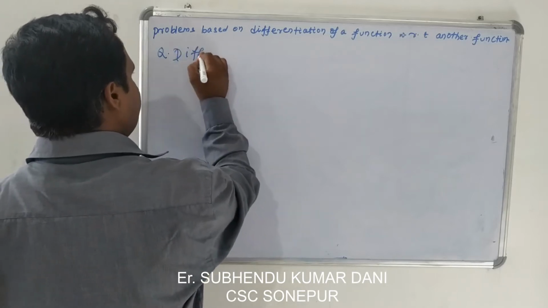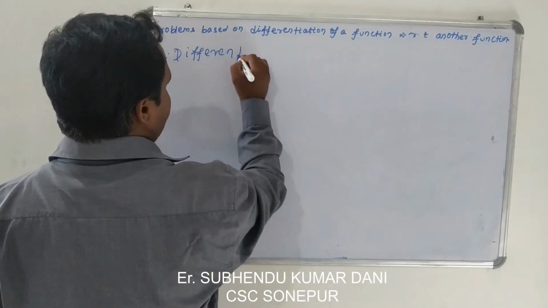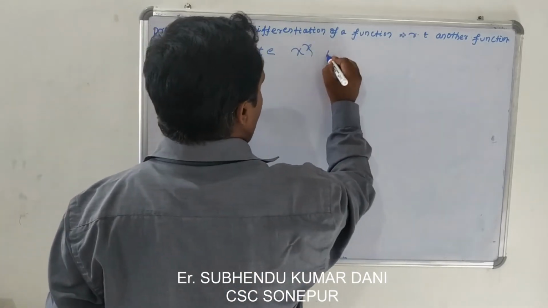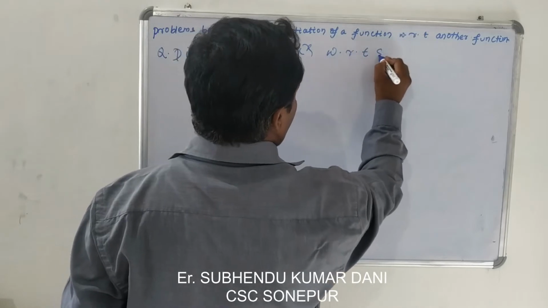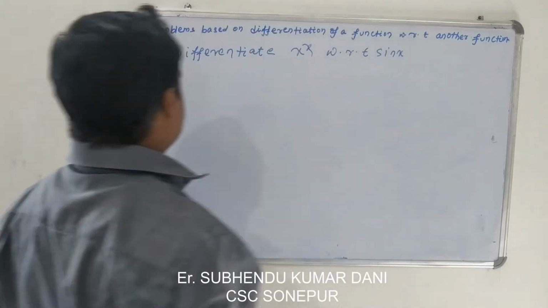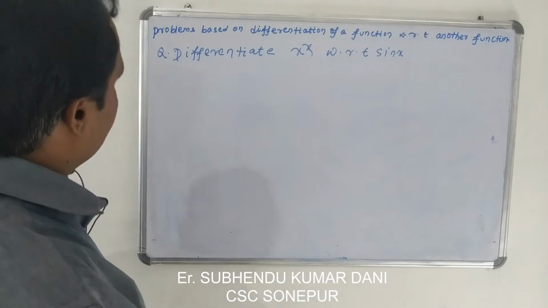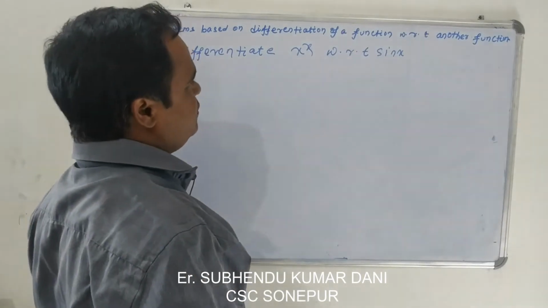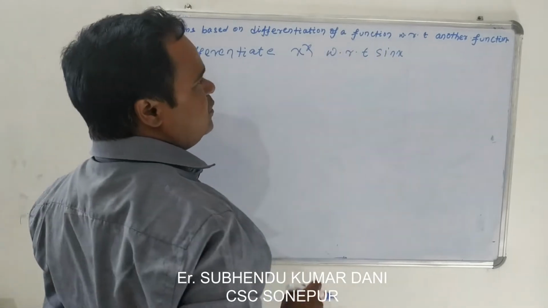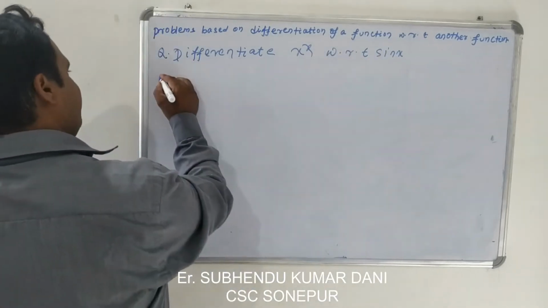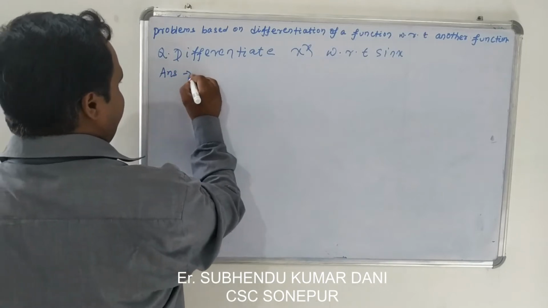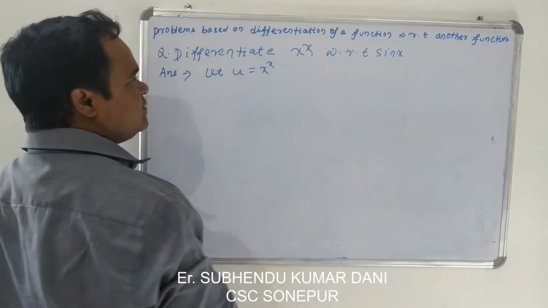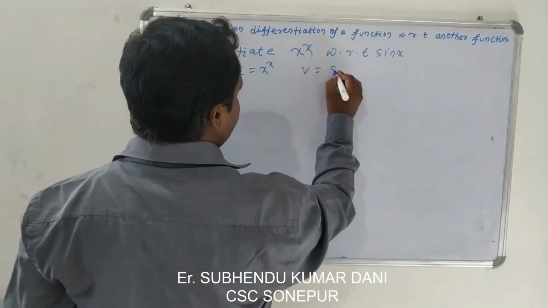differentiate x to power x with respect to sin x. Suppose this question is given to you: differentiate x to power x with respect to sin x. Firstly, let u equal to x to power x and v equal to sin x.